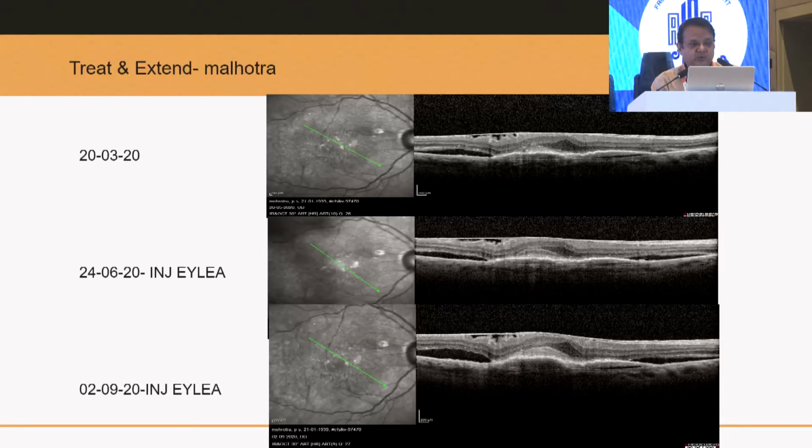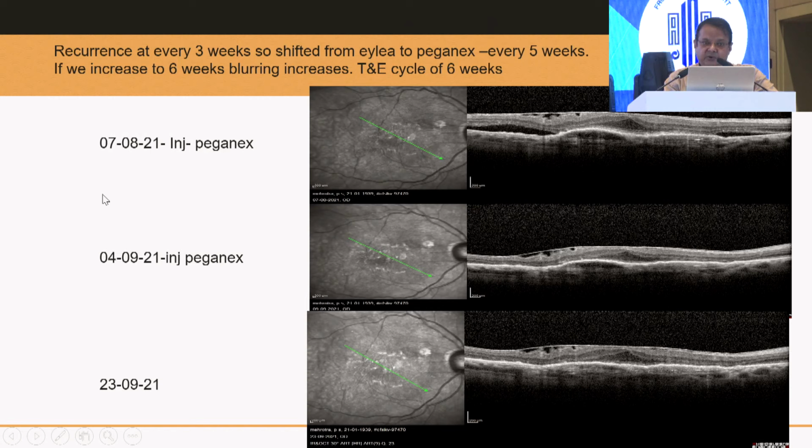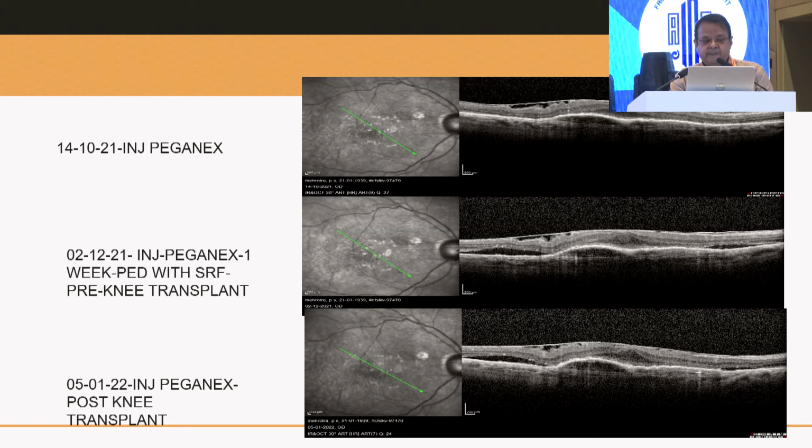This is another patient. We started this patient on treat and extend with aflibercept, usually giving the injection at a 6-week interval, but this patient became resistant to aflibercept, or Eylea, and after only 3 weeks would get fluid or SRF with blurring of vision. We shifted this patient to brolucizumab, and with brolucizumab we were able to treat and extend to 5 weeks. The moment the patient comes to 6 weeks, he says he has blurring of vision and asks me to inject, because he is a one-eyed patient. In this patient I have given 26 injections of brolucizumab with no inflammatory reaction.